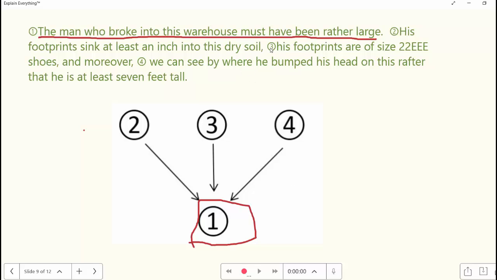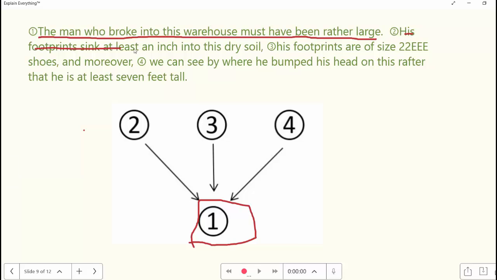And that's because even if I were to eliminate 3, and even if I eliminated 4, if somebody is sinking an inch into dry soil, that suggests that's a fairly large, big individual, right? Sinking into wet soil, no big deal. It happens to toddlers. But dry soil, whoa, must be a really big person. Even if you didn't have that other information, it would still suggest that the person is rather large.